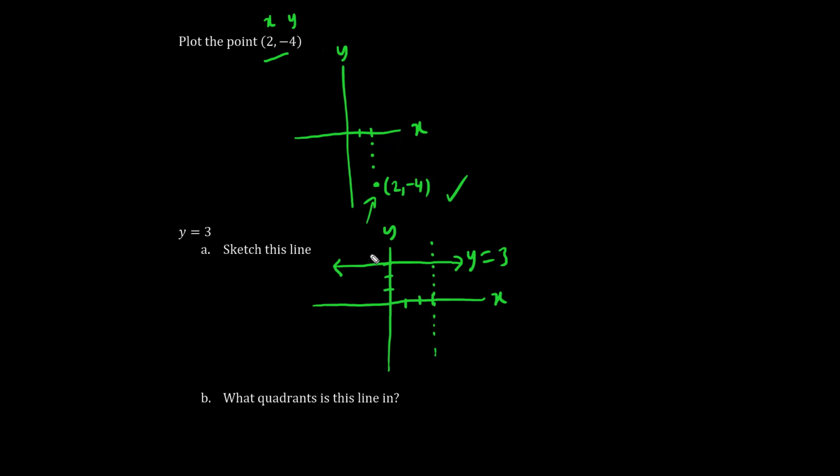Finally, what quadrants is this nice airplane line in? We call this quadrant 1 and quadrant 2 as our answer. By the way, this is called quadrant 3 and quadrant Roman numeral 4. We go counterclockwise.